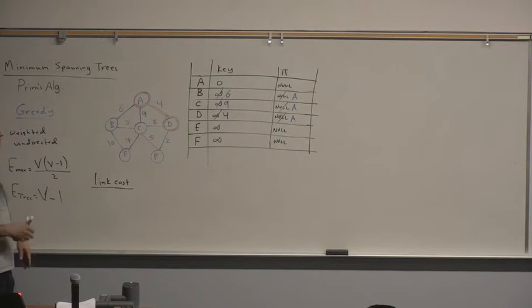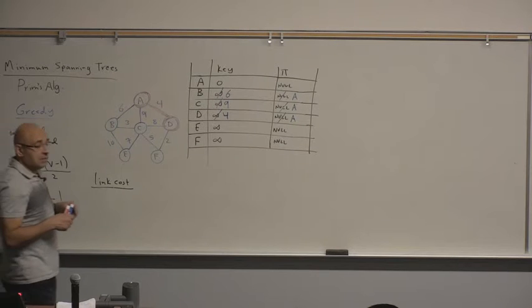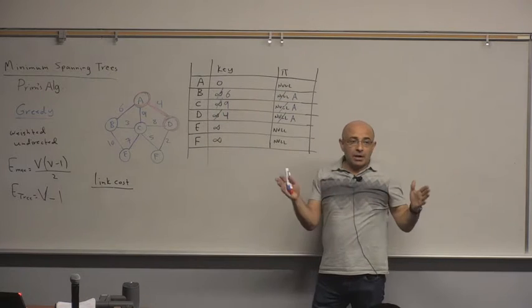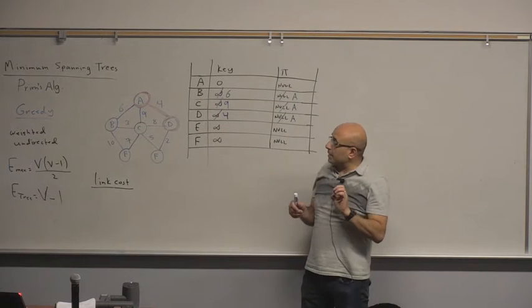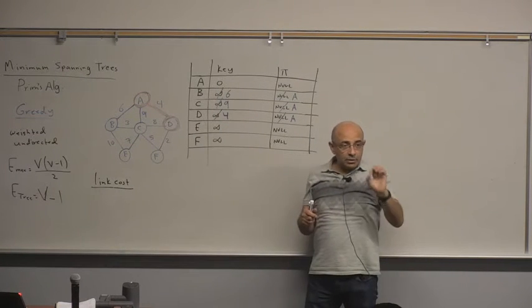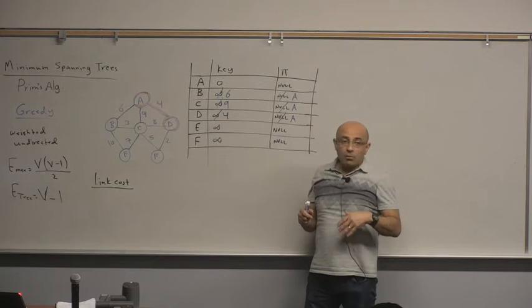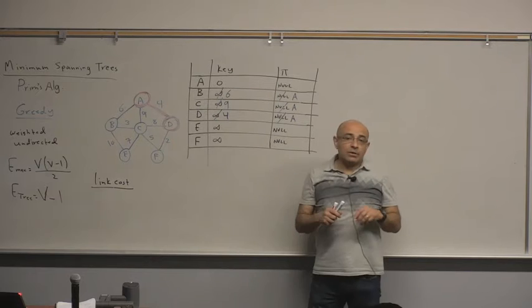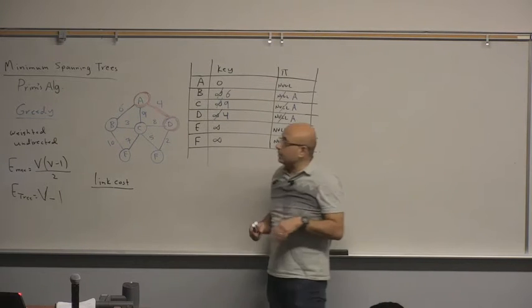And in fact, I will keep growing the tree using the same greedy choice. Each time I have multiple options, so I just pick the lowest cost link that will connect one of the unconnected vertices to the network that I'm growing, or to the tree that I'm growing.